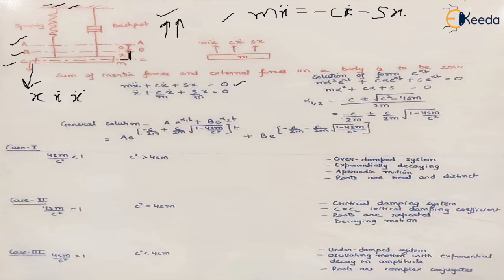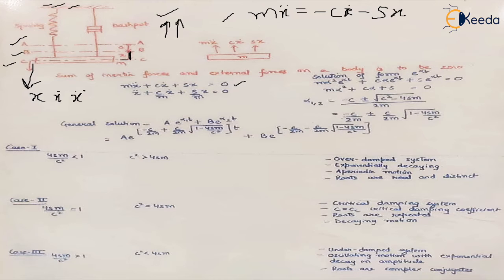velocity, plus s into x, which is the spring stiffness into the displacement, and that is equal to 0, because we are saying that the sum of all the forces, inertia forces and external forces on the body, should be 0.